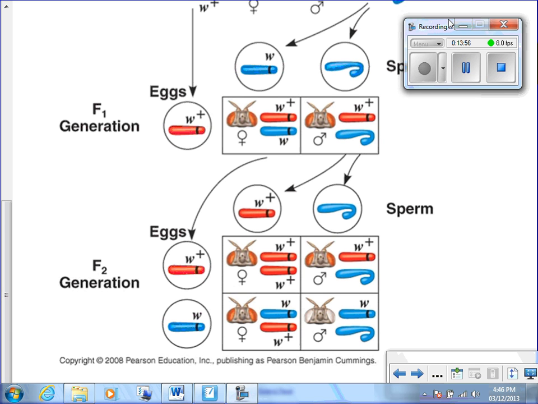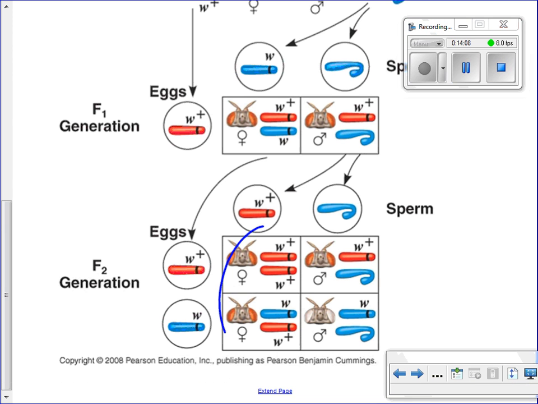Now, when you are writing down your results for these offspring, it doesn't always work great to write down a ratio. Sometimes it's better to write down a fraction. So in this case, what we could say is that all of the females, even though they have a different genotype, all of the females have the red eyes in the F2 generation.